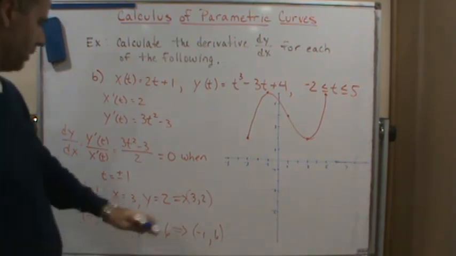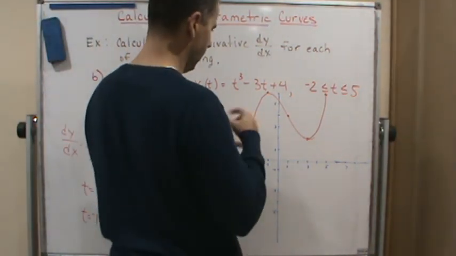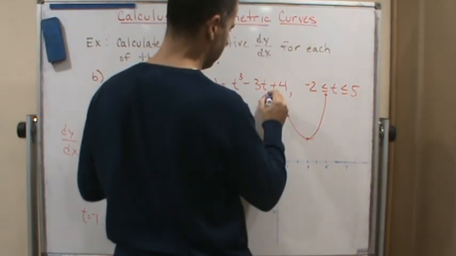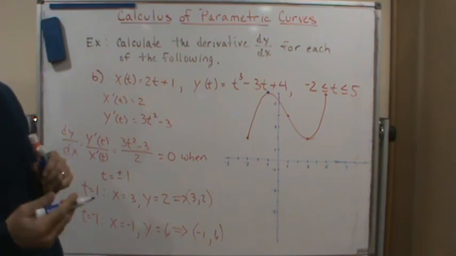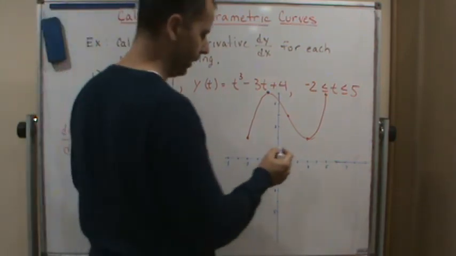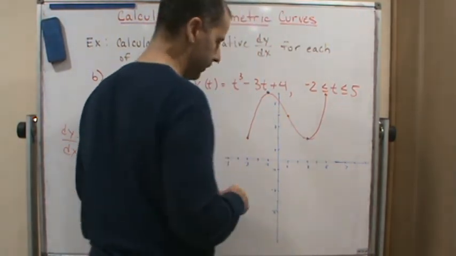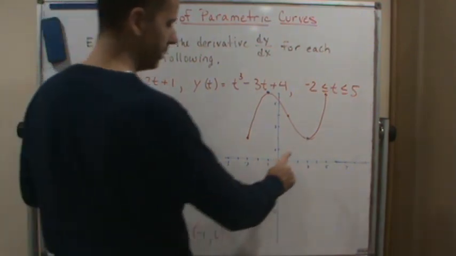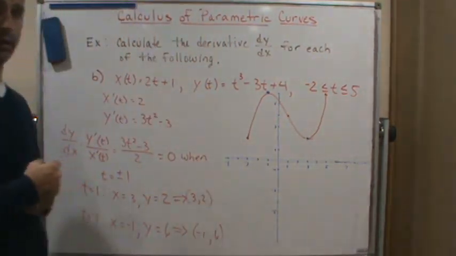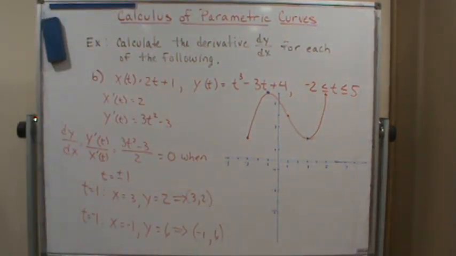So at (negative 1, 6), that corresponds to a relative or local maximum, and at (3, 2) corresponds to a relative minimum. So an extreme value, right, where the slope is 0. Right? Horizontal lines. The tangent lines are horizontal. Okay? So there you go. So we're able to find extrema. Okay, let's do the next one.